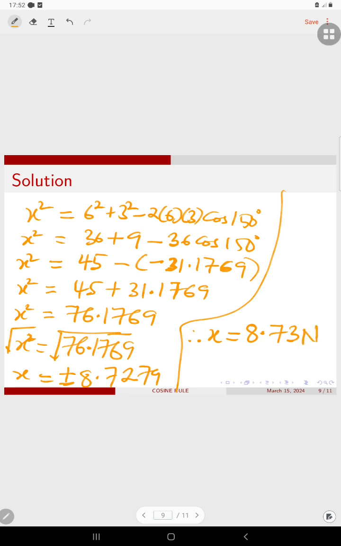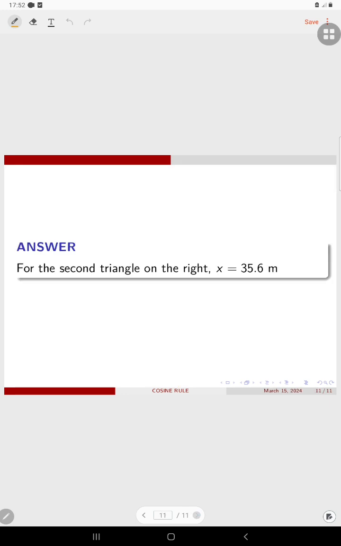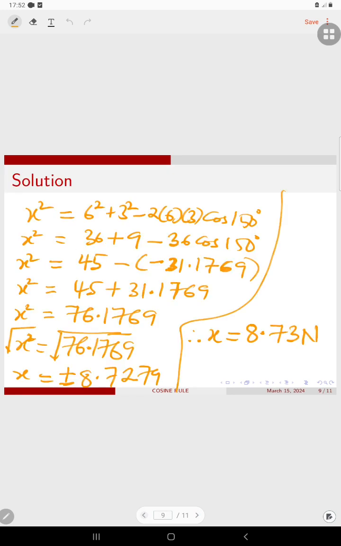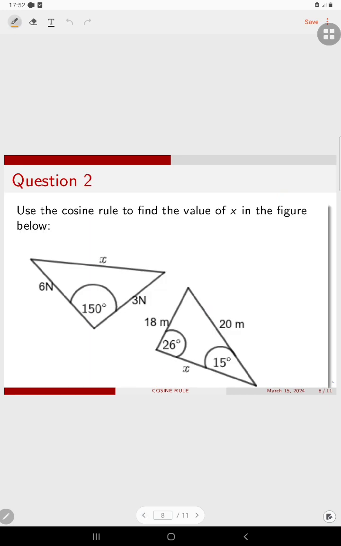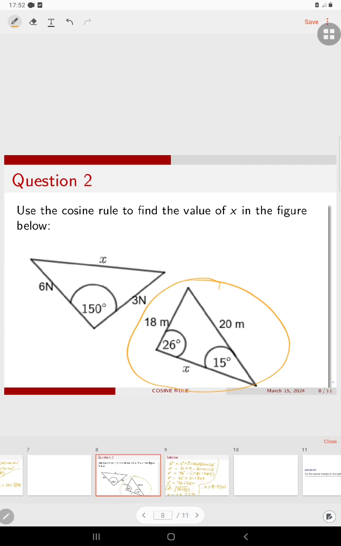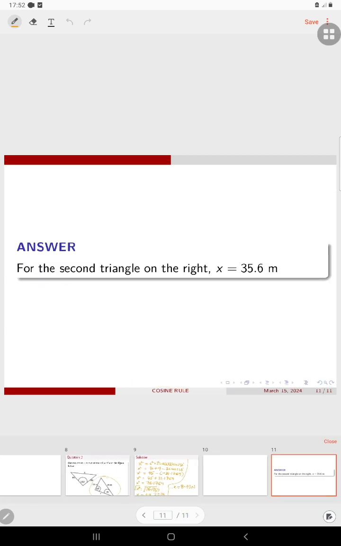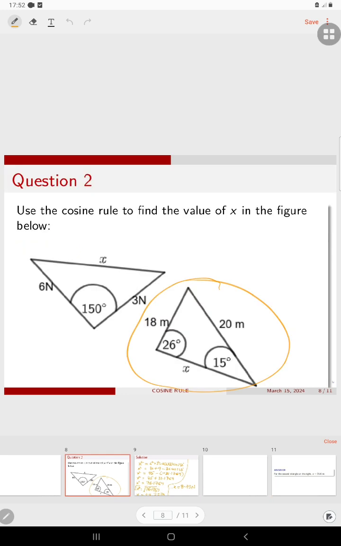All right. So I'm leaving the second one for you. The second one is this one. So try this. When I tried it, this is the answer I had. I had 35.6 meters. It's a side, so meters. Right.